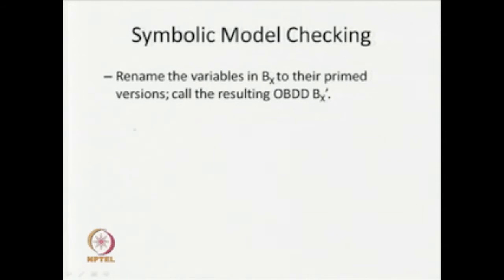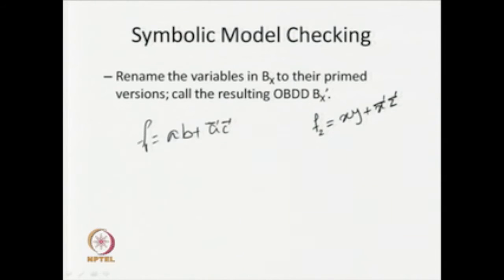Now, rename the variables in Bx to their primed version. What happens? Say I give you a function f1 equals ab plus a prime c prime, that is, a dash c dash. Now, if I write another function, f2, equal to xy plus x prime z prime, or x bar z bar. The bar is basically the negation of that variable.